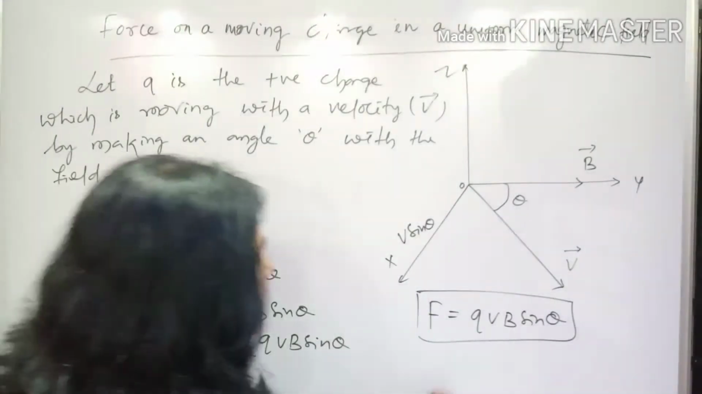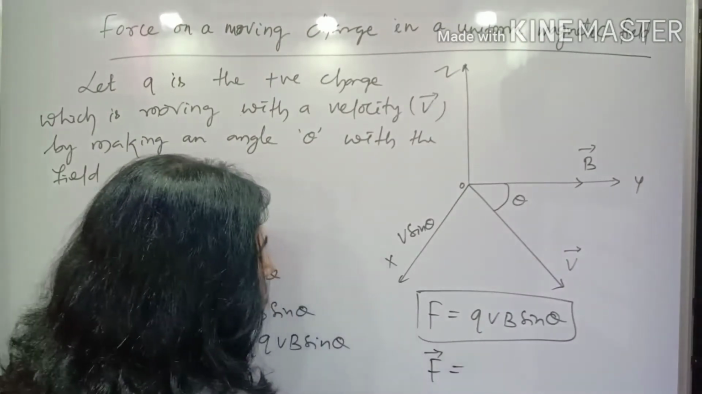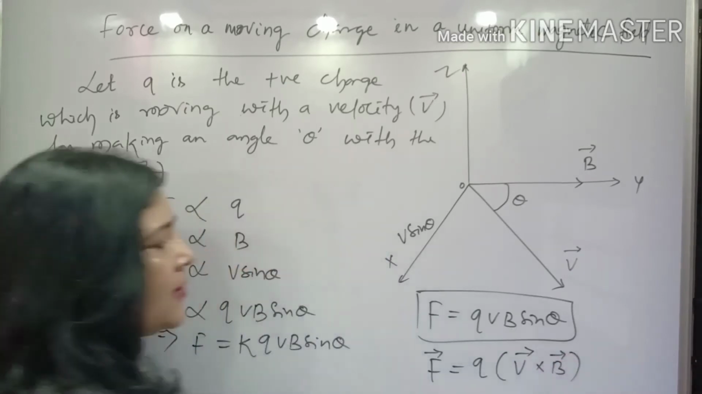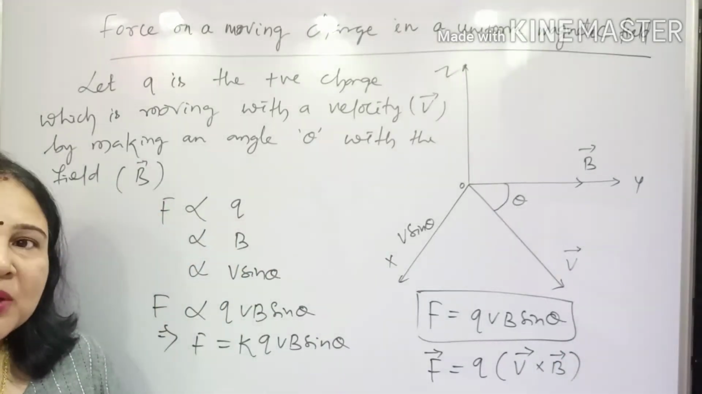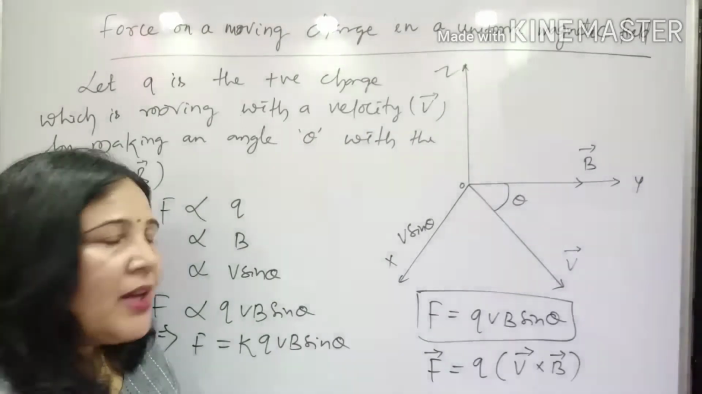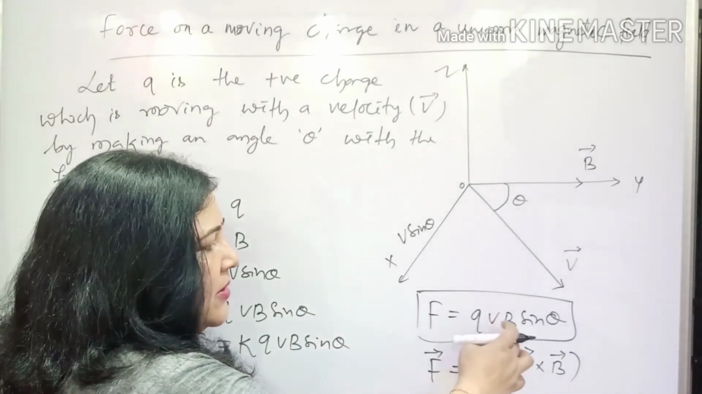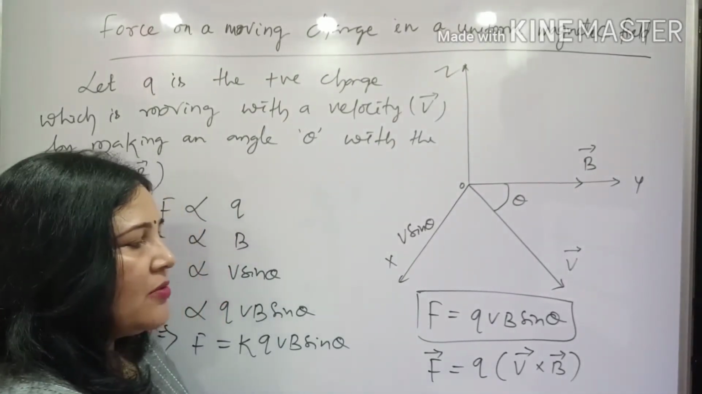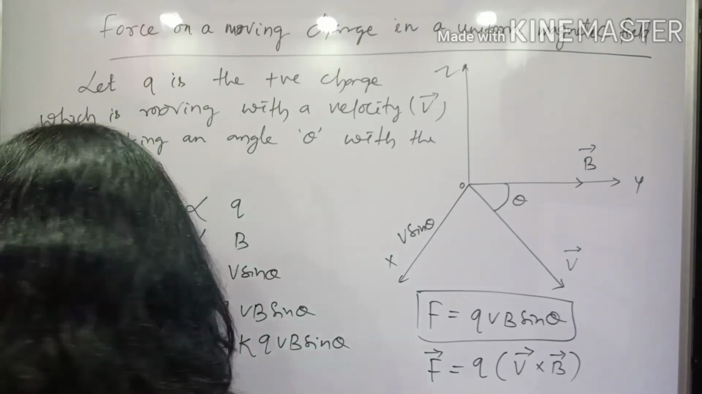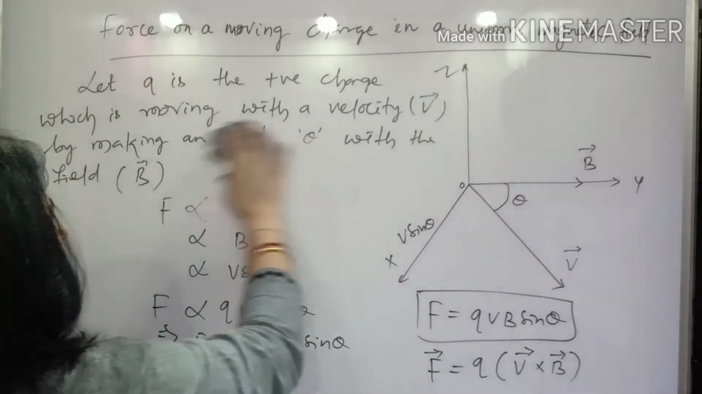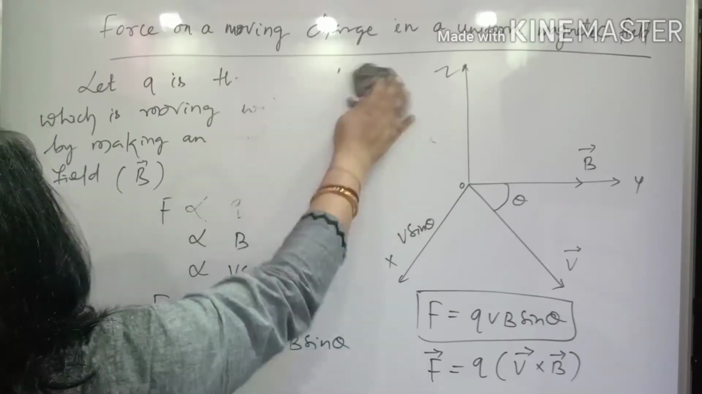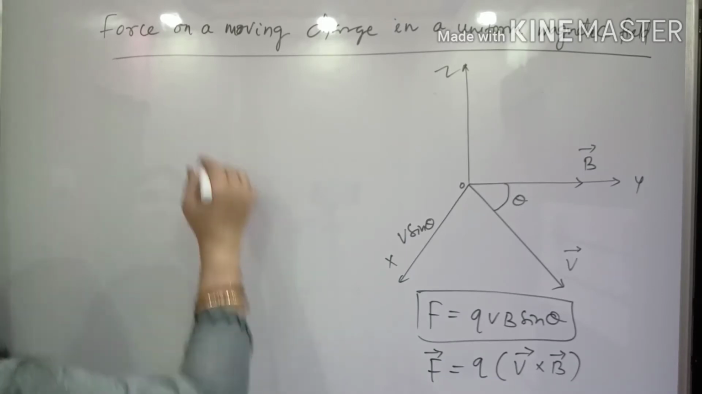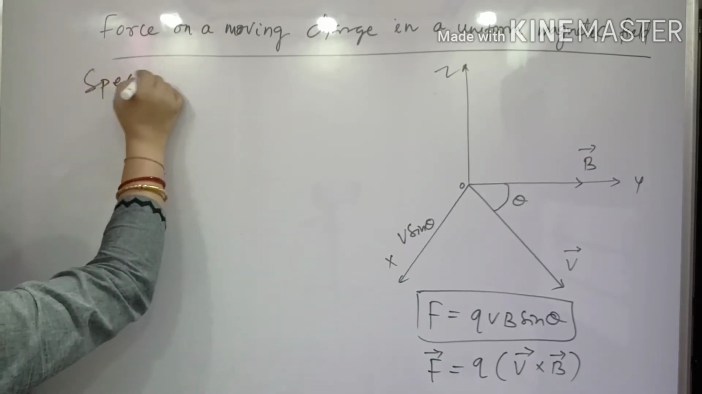Now the same expression, if I write it in vector form, F will be equal to what? This will be Q V cross B. Because there is a term VB sine theta, in place of that we write the cross product V cross B. So this is the vector form of this force. Now we'll see how to find the magnitude at different angles, so we'll discuss some special cases.